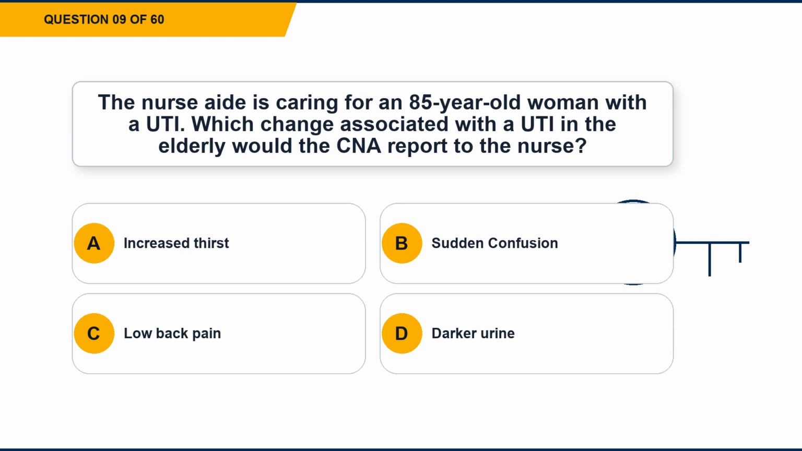Question 9. The nurse aide is caring for an 85-year-old woman with a UTI. Which change associated with a UTI in the elderly would the CNA report to the nurse? Option A. Increased thirst. Option B. Sudden confusion. Option C. Low back pain. Option D. Darker urine. The correct answer is option B.